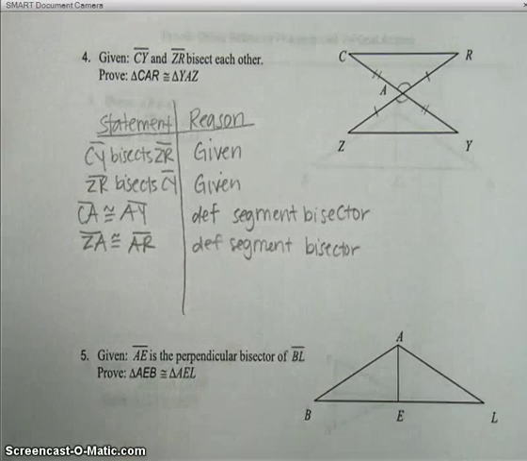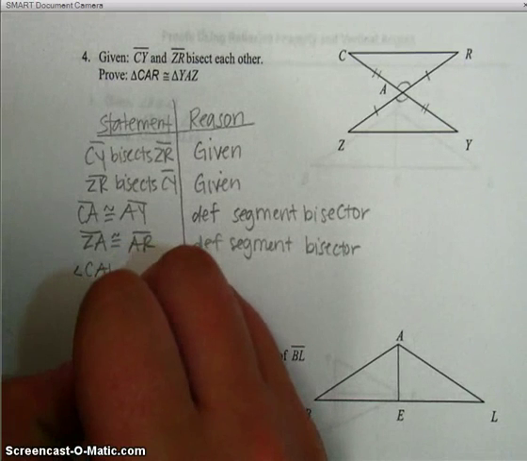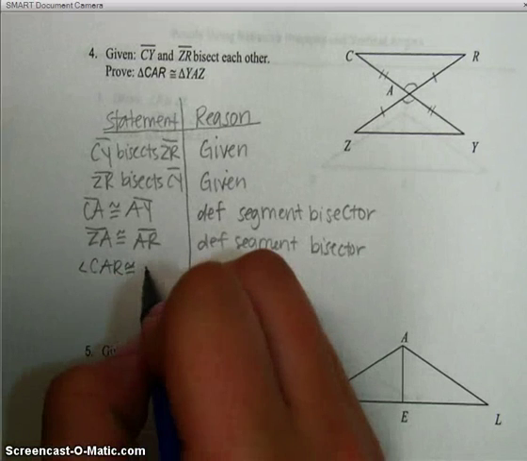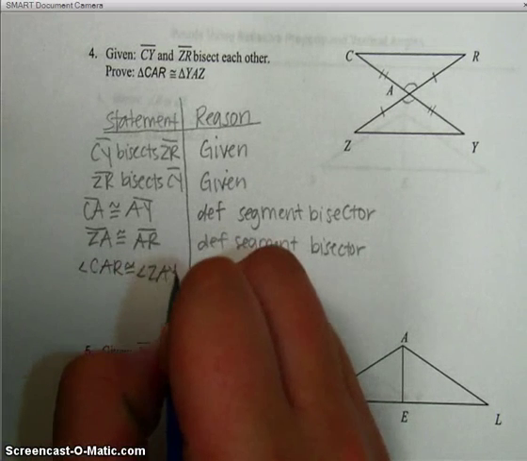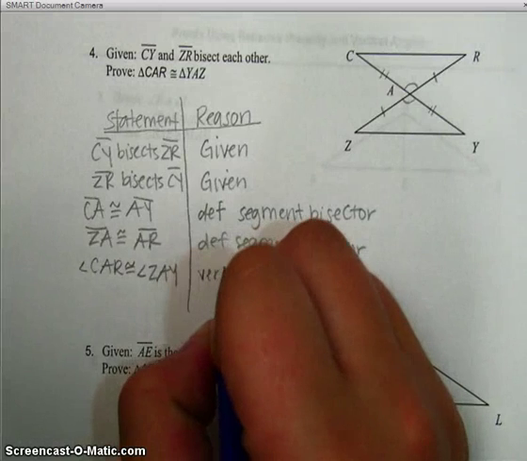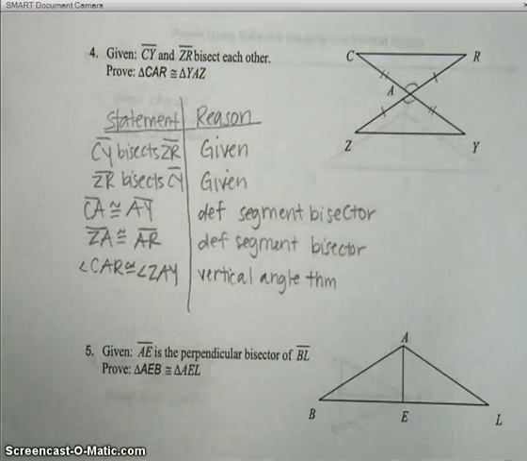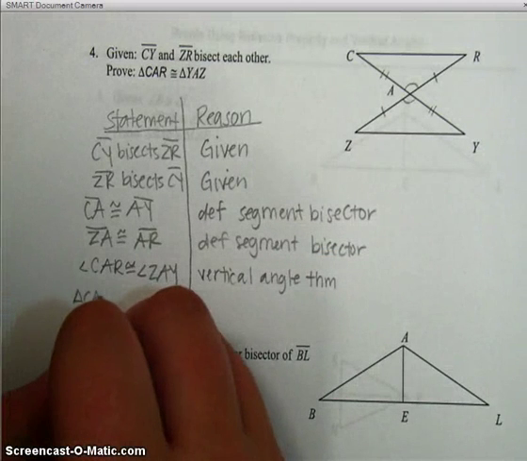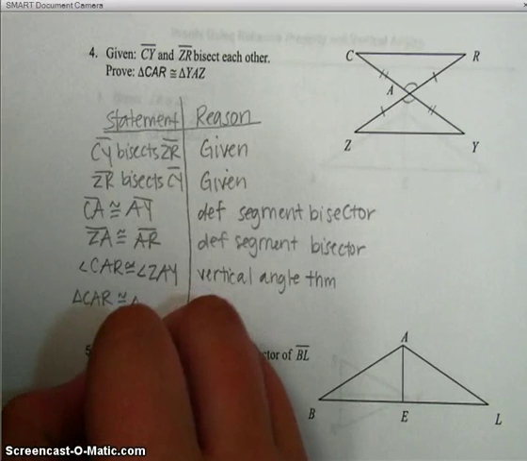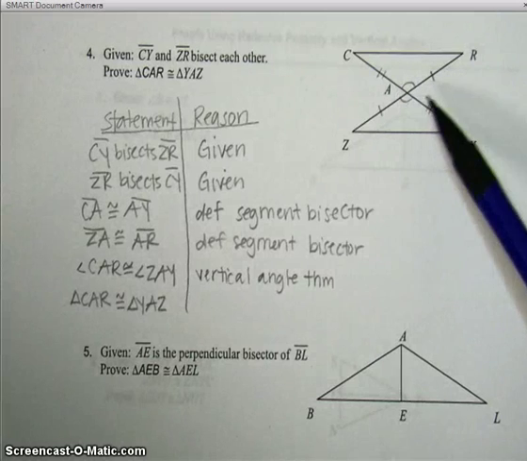Then we looked at our vertical angles. So we know that angle CAR is congruent to angle ZAY. Now we know that they are vertical angles, but what tells us that they are congruent is the vertical angle theorem. So our reason is the vertical angle theorem. So now we have all of our information, and we know that triangle CAR is congruent to triangle YAZ. And if we look back at our drawing, we can see that it's side, angle, side.